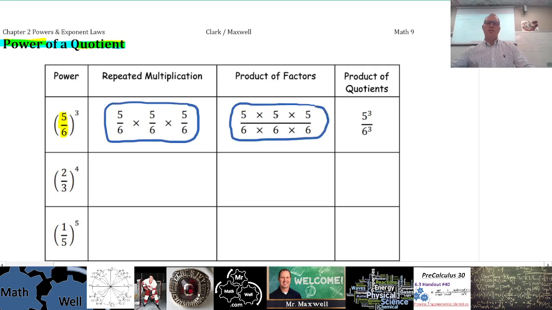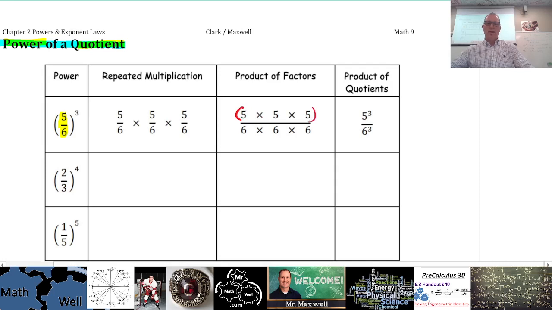So that means that these three fractions, when multiplied together, can be written as one fraction. It's the same as 5 times 5 times 5 on the top, which is called the numerator, the top of the fraction, divided by 6 times 6 times 6, which is the denominator. Okay? And that can be written, if you notice, this grouping of 3 5s multiplied together can be written as 5 to the power of 3. And this grouping of 3 6s multiplied together can be written as 6 to the power of 3. So here we go. A fraction to a power, or a quotient to a power, is the power of the numerator divided by the power of the denominator when that exponent is distributed.